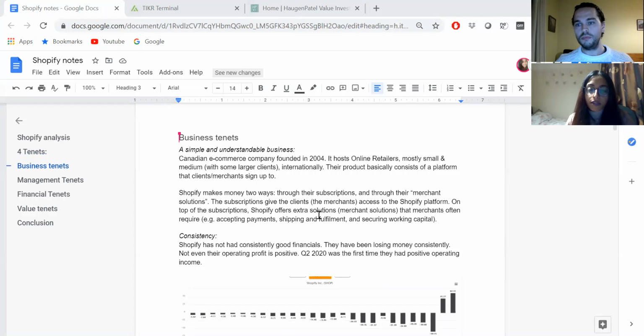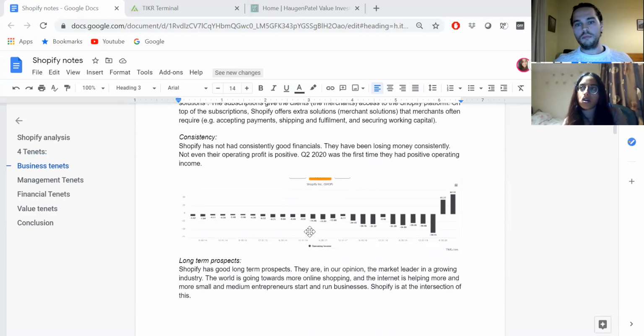Right. So for the next bit around the business, we want to know whether the business has consistent financials. And in short, no, they haven't. When you look at the numbers year on year, they appear to be losing money consistently. One of the main things you look at is their operating profit, and almost every year up until 2020, it's been negative. And then suddenly at Q2 2020, their operating profit is starting to become positive, as you can see there. I believe Q2 would be the second to last bar in that chart.